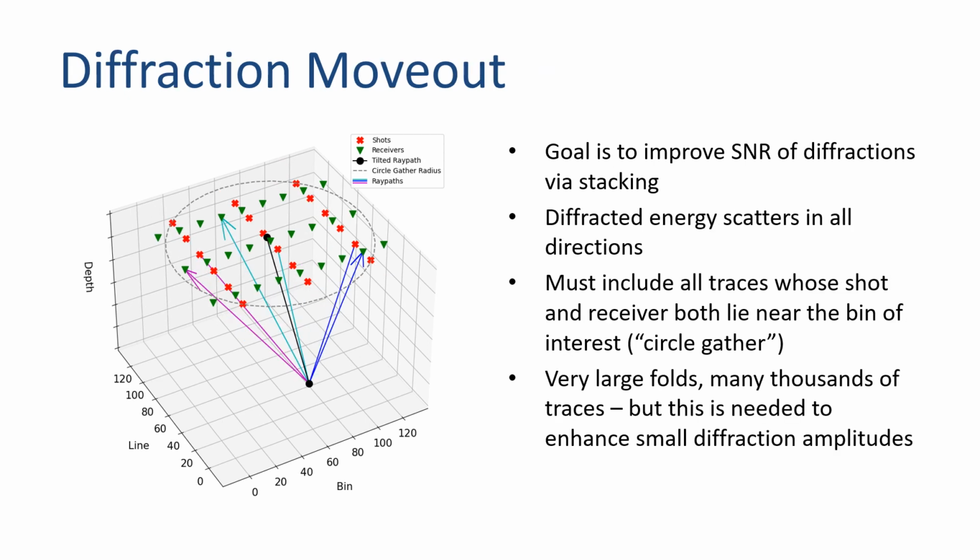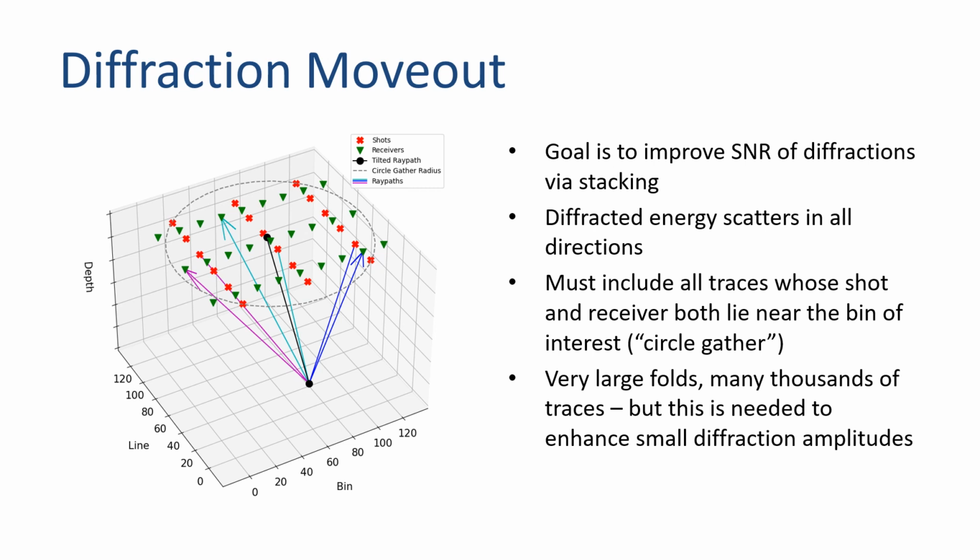Now when we move to diffraction move-out, here we want to flatten the diffractions instead. There are a couple of big changes. For one thing, diffraction amplitudes drop off a lot faster with distance than reflection amplitudes, and also diffraction energy propagates outwards in all directions from the diffractor, so the common midpoint restriction doesn't really make sense here.